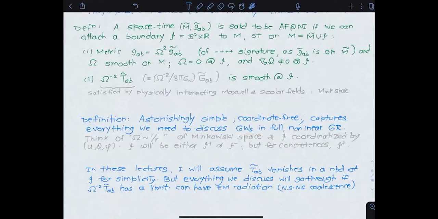Now, just as intuitively, you can think of omega as 1 upon r of Minkowski space-time, just for your intuition. It's not necessary to do that rigorously. And of course, Scri will be coordinatized by u, theta, phi, because in Minkowski space you have the coordinates u, theta, phi and omega, and omega is equal to 0 on Scri. So this is really for your intuition. It is not really needed anywhere in rigorous treatment.